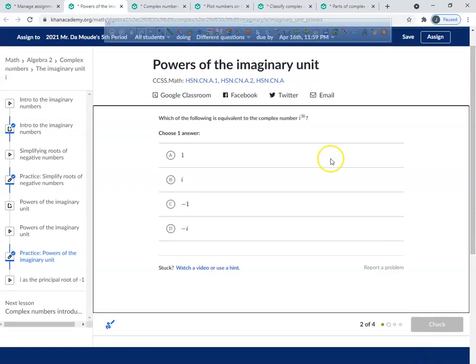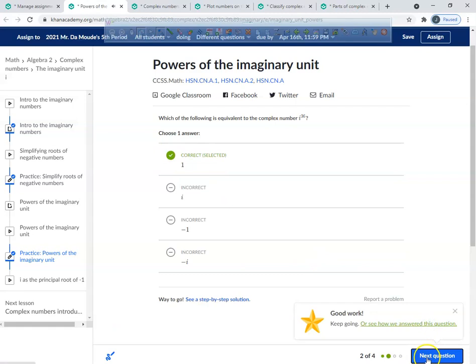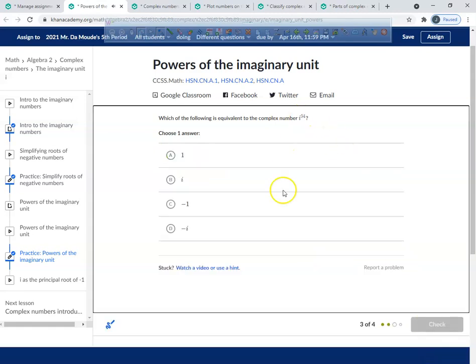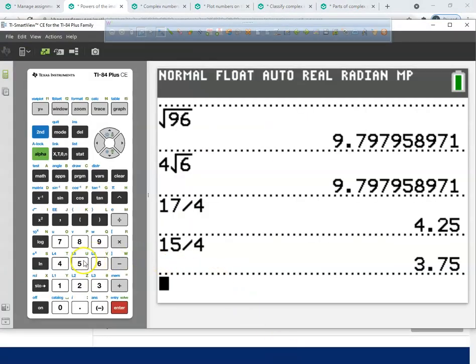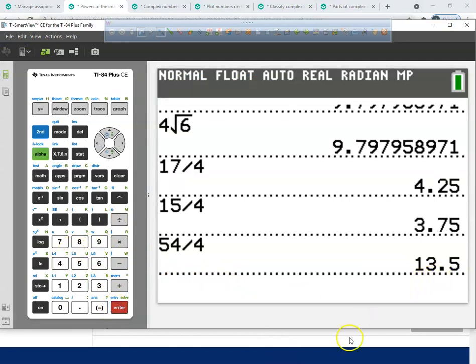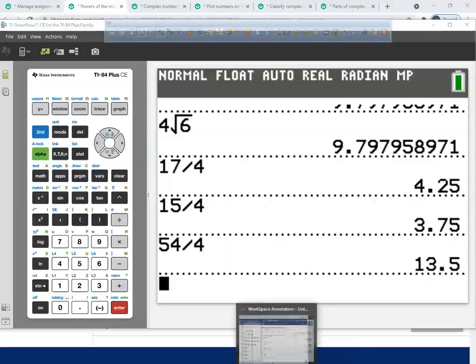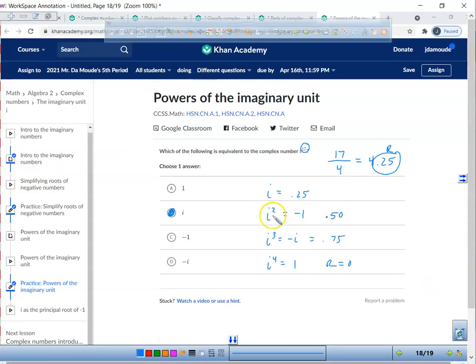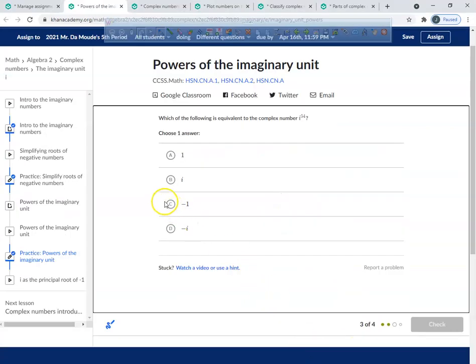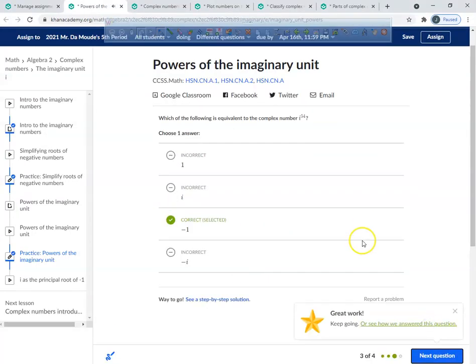Next question. It says I to the power of 36. Well, is that divisible by 4? Absolutely. So I know it's going to be the number 1. I to the power of 54. Just go 54 divided by 4. You get 0.5. And if we look at our 0.5, that's going to be I squared, which is -1. And that's what you do.